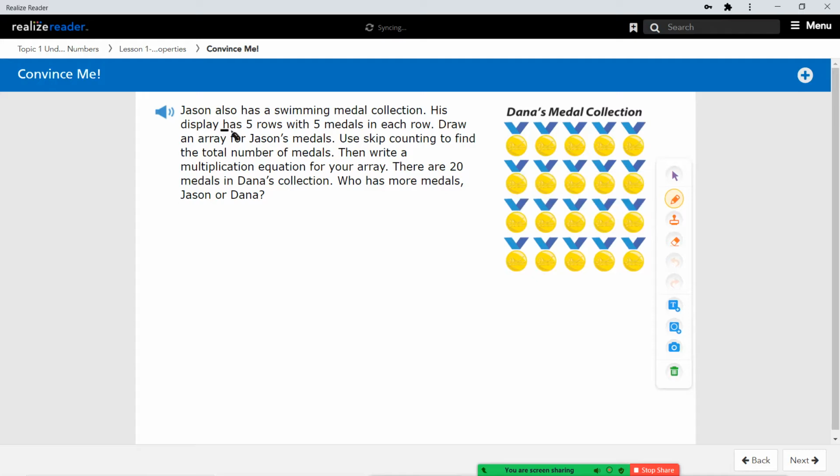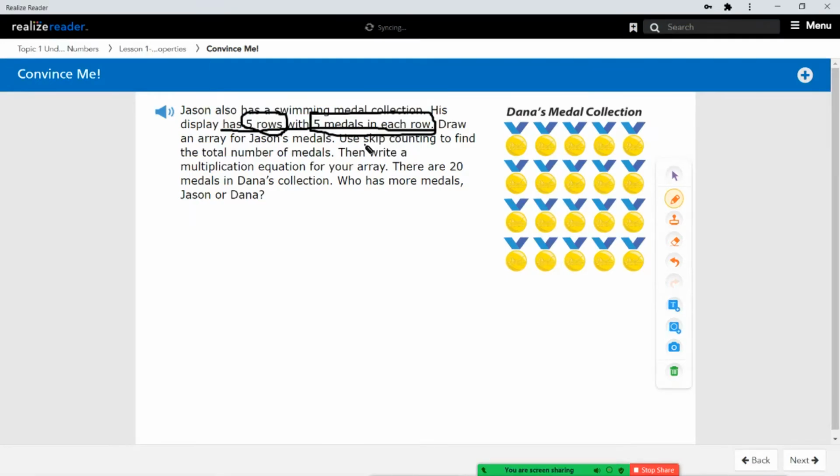So we know he displays 5 rows with 5 medals in each row. Okay, so that's important. So now, what are they asking us to do? So let's circle this part. 5 rows with 5 in each row.